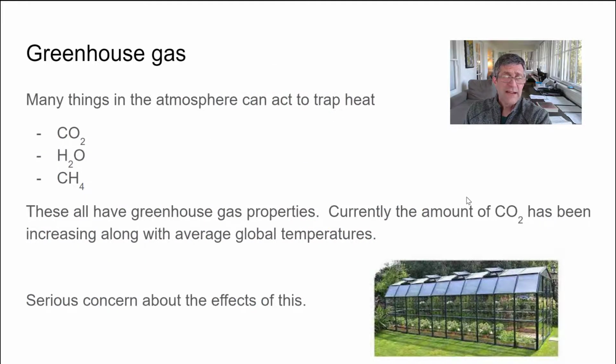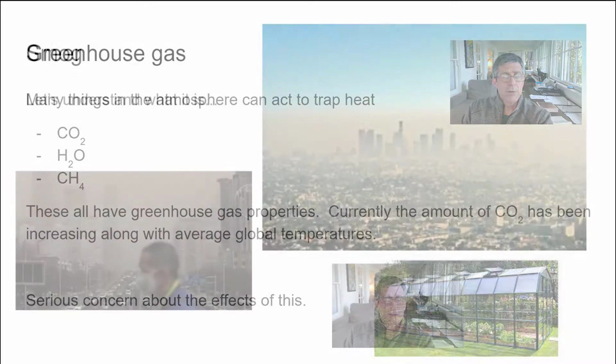But many of these gases can behave as carbon dioxide does to trap heat. Carbon dioxide is effective at trapping heat. Water vapor also has this behavior. So water vapor is good at trapping heat. We call it a greenhouse gas. CH4, methane, is also good at trapping heat, and it's a greenhouse gas. All of these gases and others have this property. The challenge is that the amount of CO2 is increasing, and that's causing global average temperatures to increase, and this is having serious effects.